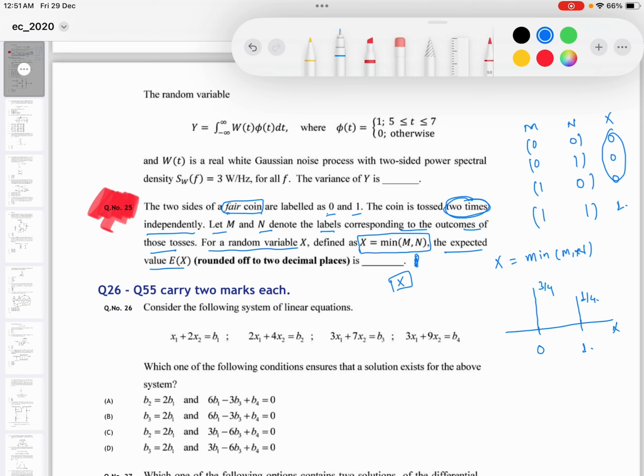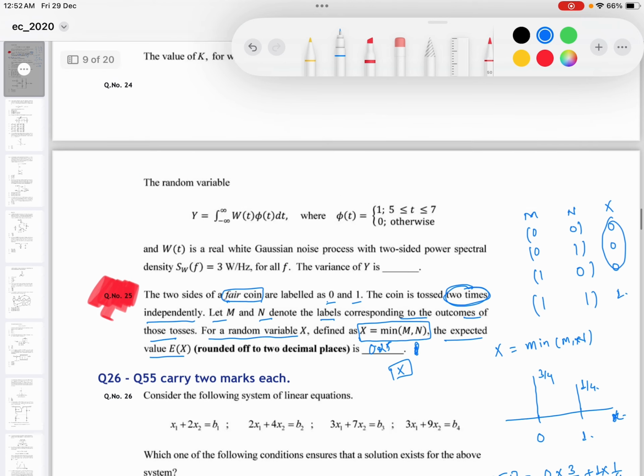Now we will have to find the expected value of this x. So it will be 0 times 3 divided by 4 plus 1 times 1 divided by 4. So it will be 1 by 4, that is 0.25. So the correct answer for this is 0.25.